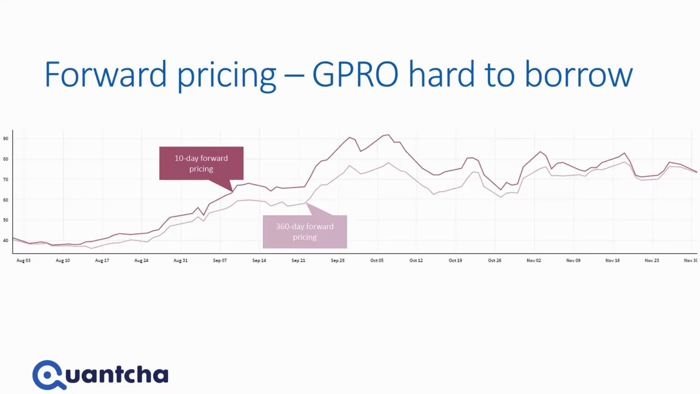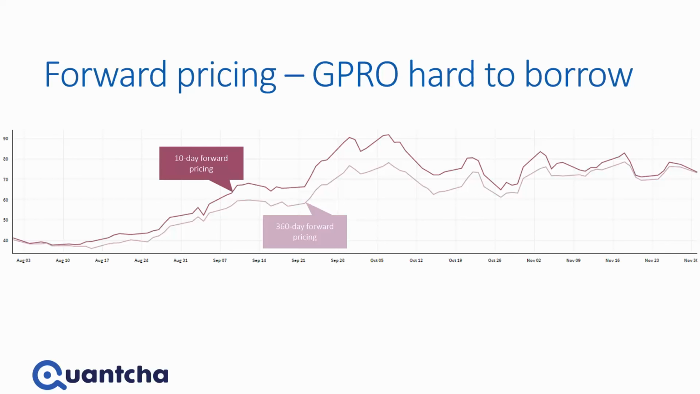Whereas over the 360-day period, people were much more reluctant to sell puts or to buy calls, because they felt there was a lot of downward pressure and the stock was more likely to fall. And so we do see over time that the stock did go down.